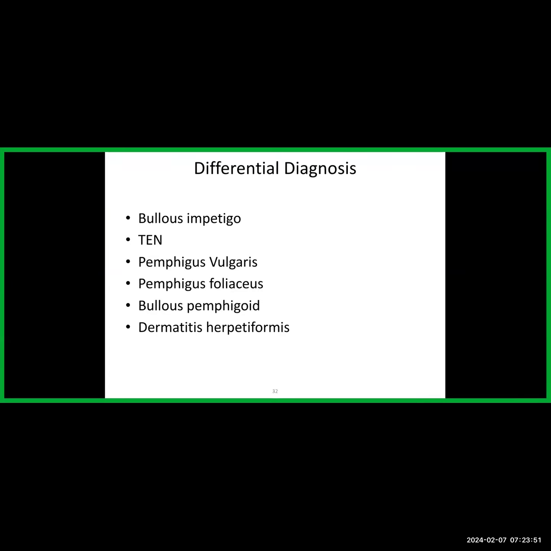Another differential is subcorneal pustulosis, which is also known as subcorneal pustular dermatosis, a rare chronic relapsing pustular eruption. The classical lesion has this half-and-half blister with purulent fluid in the lower half of the blister and clear fluid in the upper part.